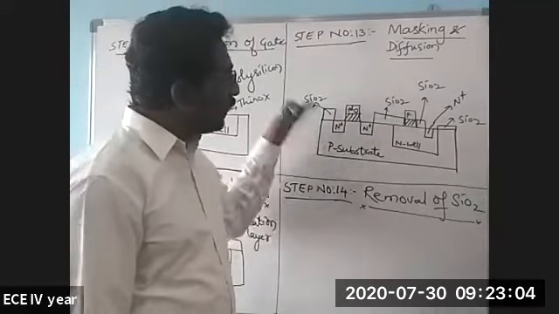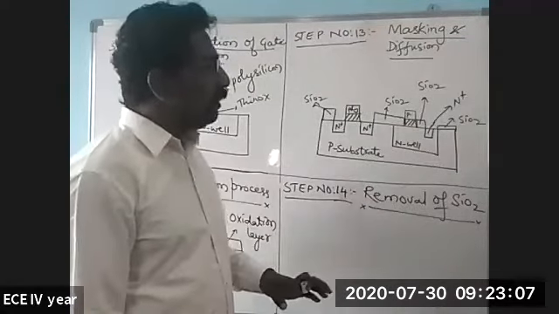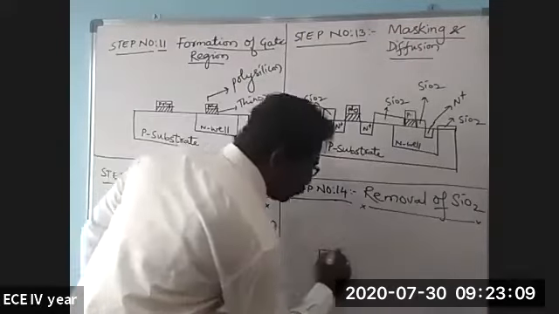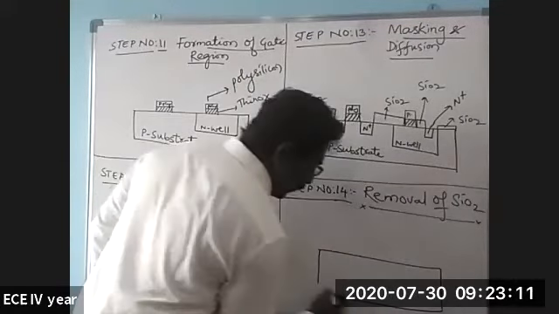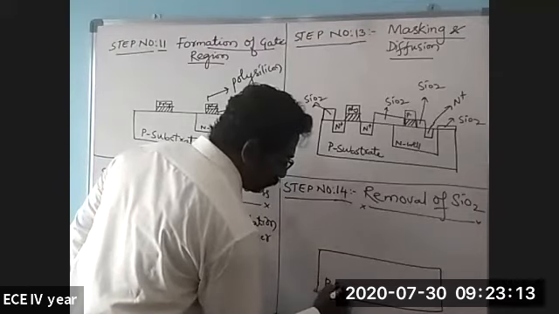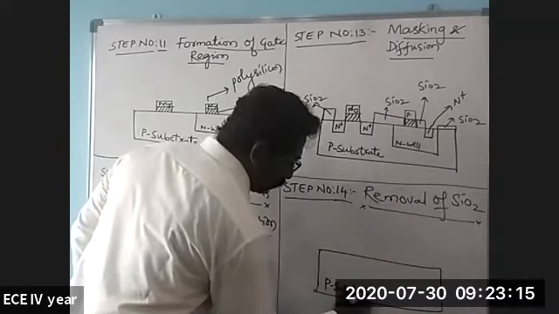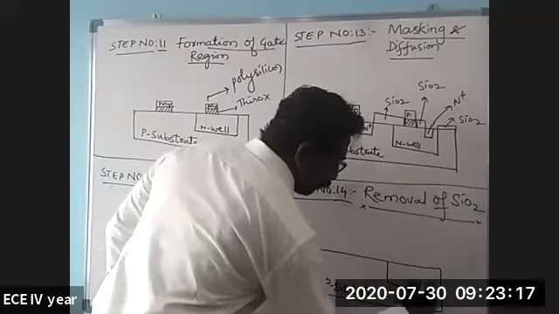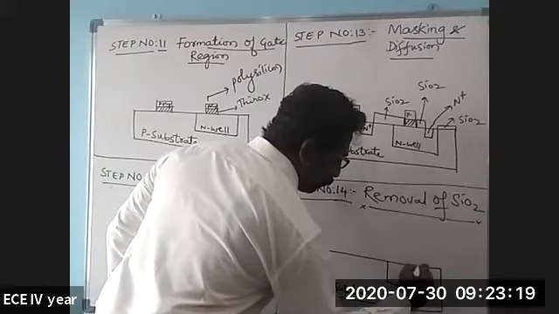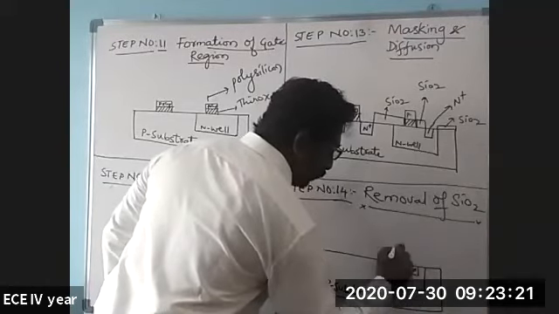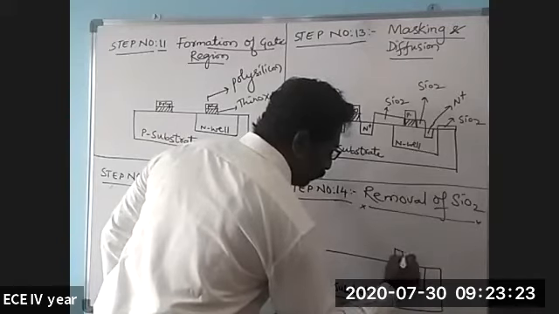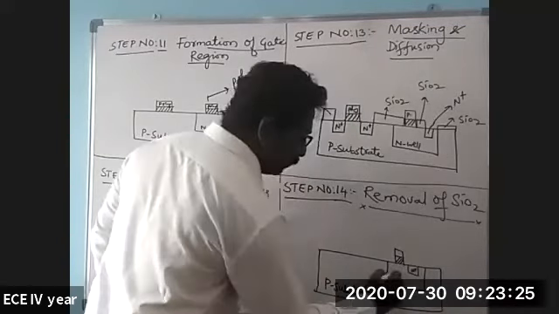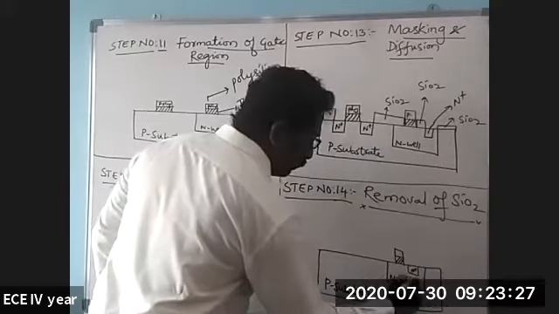In the next step, the entire SiO2 will be removed. If I remove it, it looks like this now. N plus, gate terminal, this is your N well.